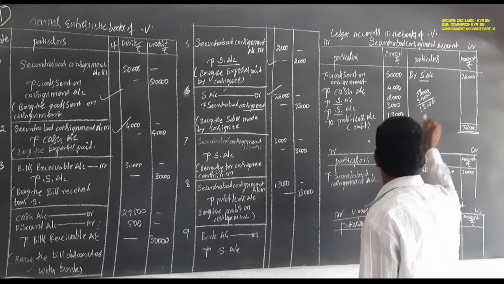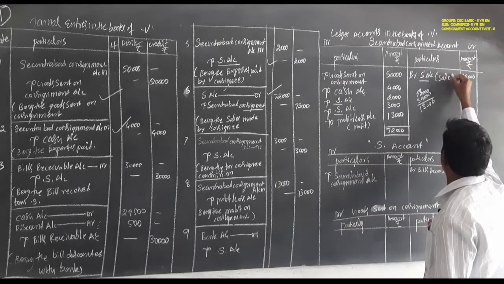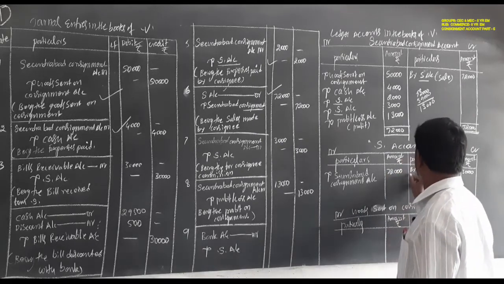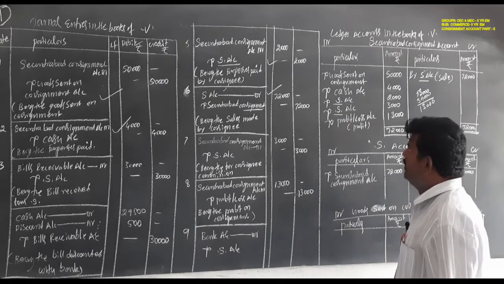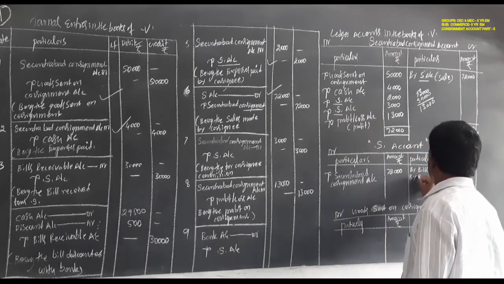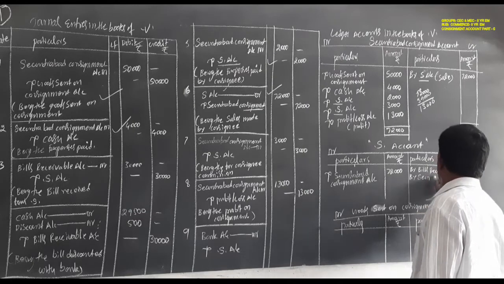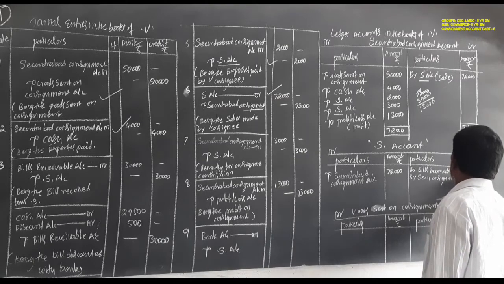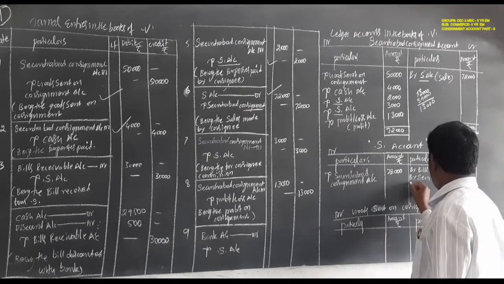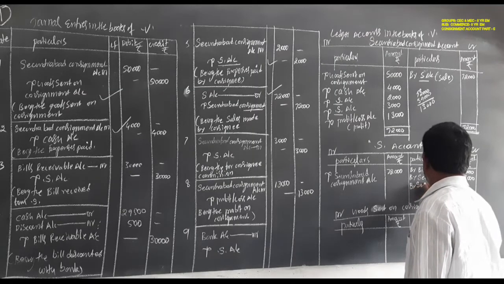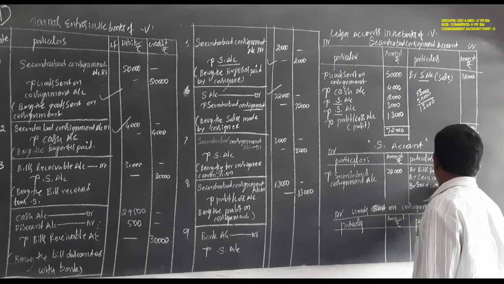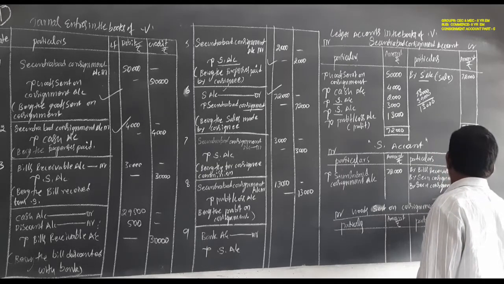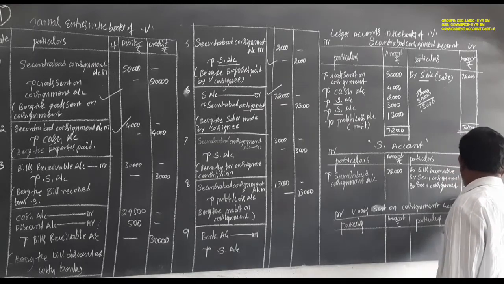For sales, 72,000 rupees. By expenses, Secunderabad consignment account, amount is 2,000 rupees. For commission, Secunderabad consignment, amount is 3,000 rupees. First, total them.